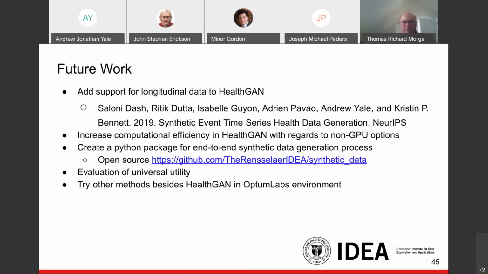We are also creating a Python package, which you can see on GitHub right now, and Karen has done a lot of work on that. It is mostly doing all the functions that we talked about today. And down the road, we want to be able to evaluate universal utility, as well as try other methods besides the HealthGAN and the Optum Labs environment.